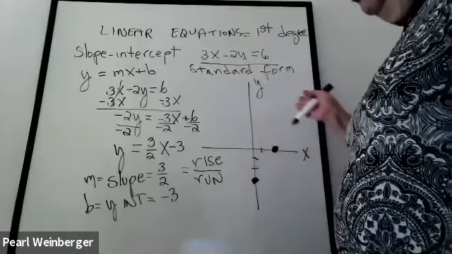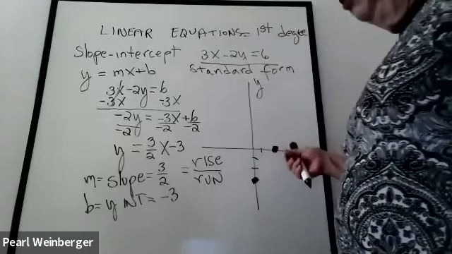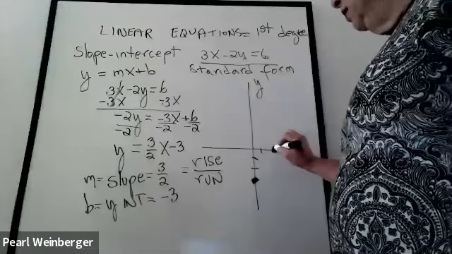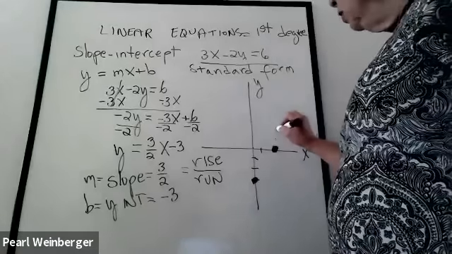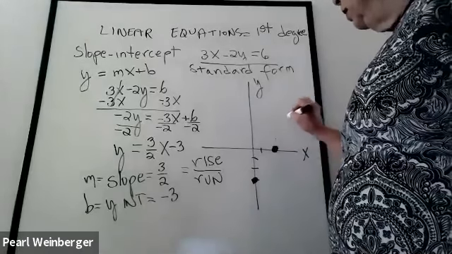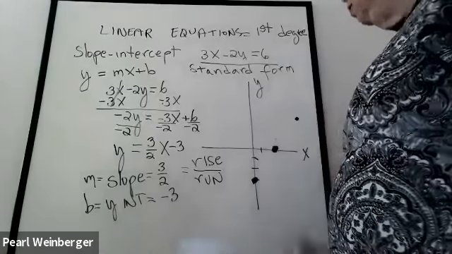It's enough to draw it, but if you want to do more points, you could do it again. You can now start from this second point and again rise 3, run 2. Gives you a third point.